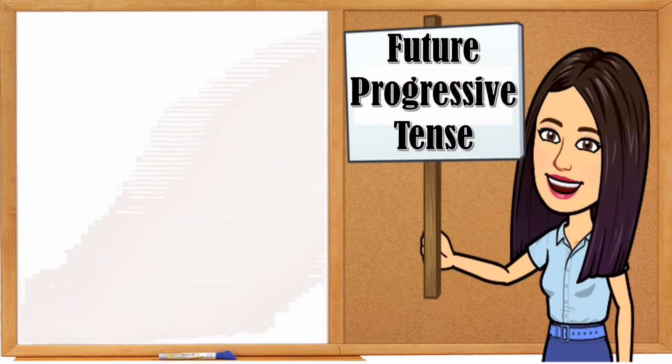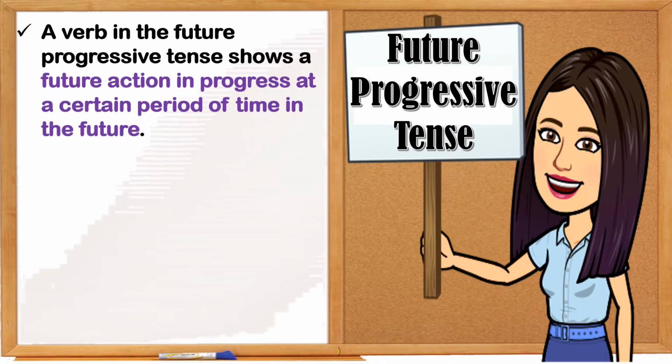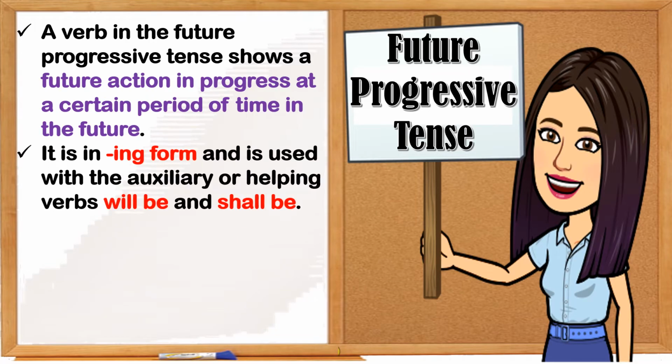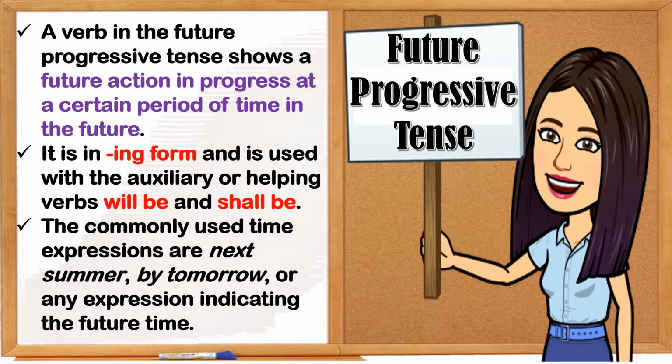Future progressive tense. A verb in the future progressive tense shows a future action in progress at a certain period of time in the future. It is in ing form and is used with the auxiliary or helping verbs will be and shall be. The commonly used time expressions are next summer, by tomorrow, or any expression indicating the future time.